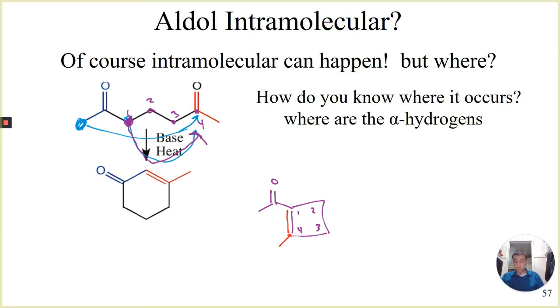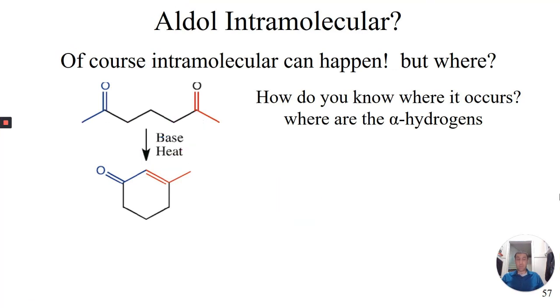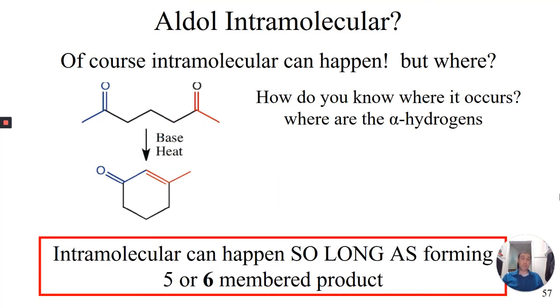So again, which product should we get? Should we get that purple one or the nicely drawn one? And then why? Hopefully that's somewhat obvious. You're looking at forming a 5 or 6 membered ring. Why form a 5 or 6 membered ring? Pull back the dredges of memory from OChem 1. 5 and 6 membered rings are the most stable rings. That's why they're allowed to form.